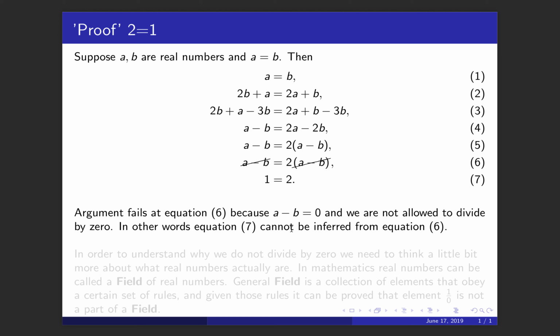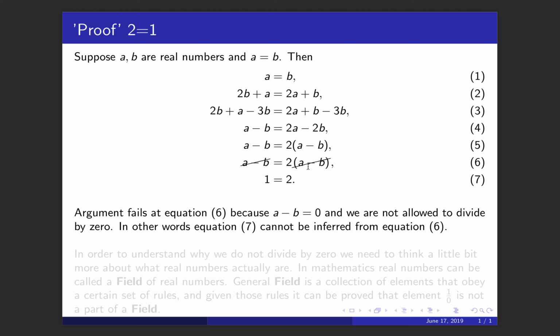So at equation number 6, I told you that we will divide by a minus b, which of course I was not supposed to tell you, and in fact I was certainly not supposed to divide by it, because in fact I divided by 0. Most of you have probably heard that we cannot divide by 0, and hence we cannot go from equation 6 to equation 7, and hence we cannot conclude that bizarre result that 1 is exactly the same as 2.